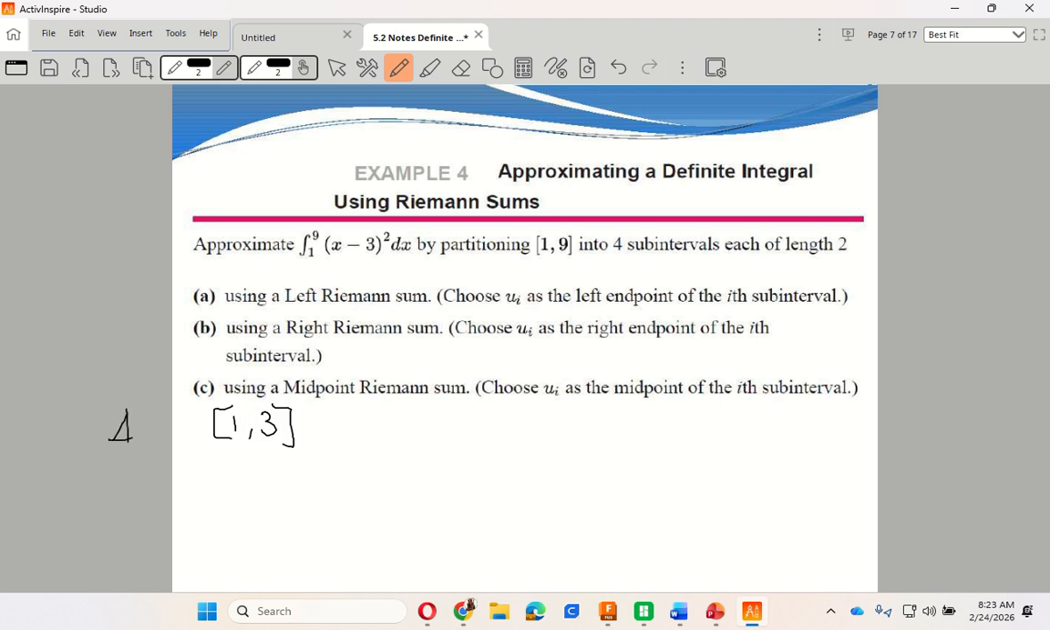Remember, this is my delta x. So this is actually going to be in between x and delta x right there. So that's the width of each of these. Next one is going to be from 3 to 5. Very good. 5 to 7. And then 7 to 9. There is my 4 equal lengths.